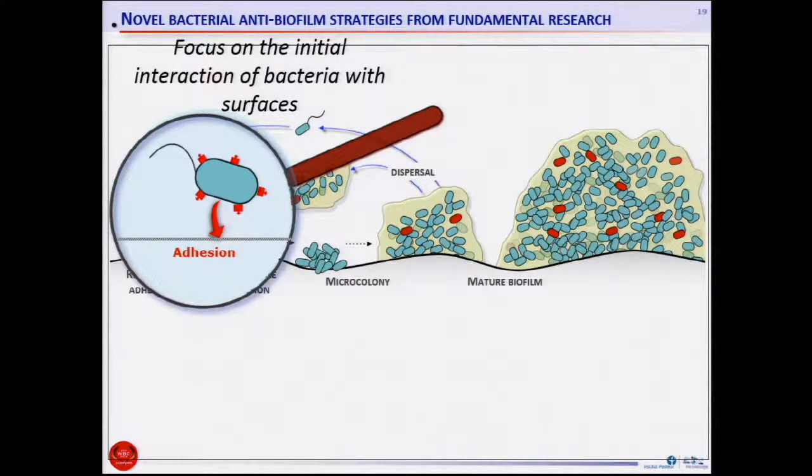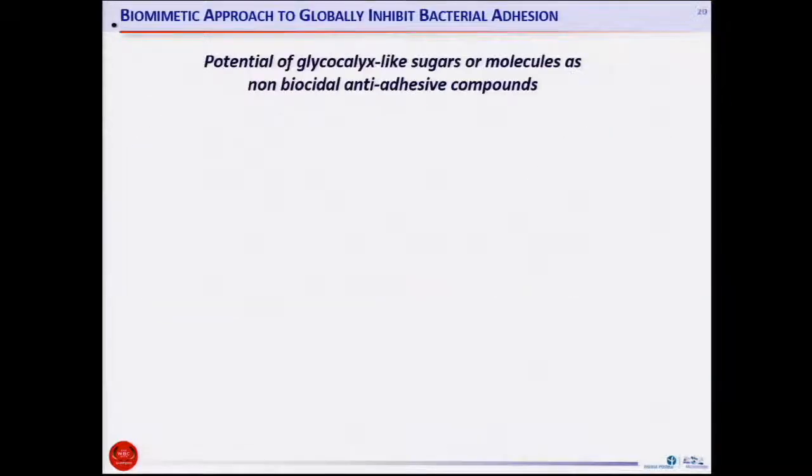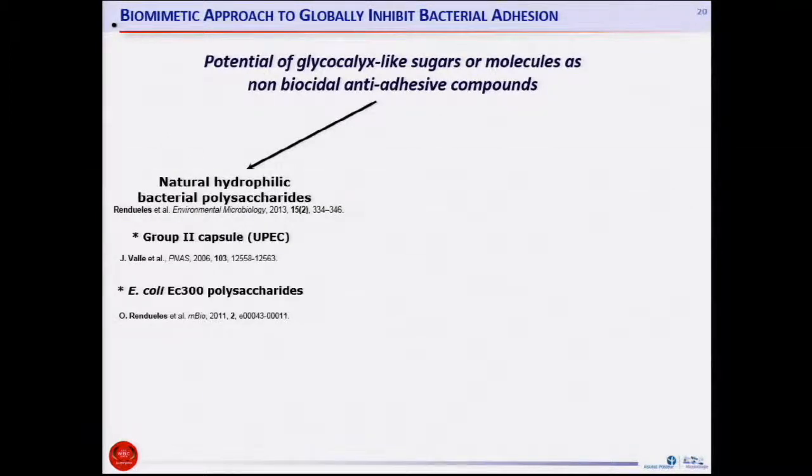And the first one is linked to the first step of adhesion. And this is true for an adhesion to a medical surface, but also to any mucosa. So what we've been doing in our lab, for example, is to use a biomimetic approach to globally inhibit bacterial adhesion, and notably use glycocalyx-like sugar or molecule that are non-biocidal anti-adhesive compounds, and this is a very important aspect of it. So we've been showing, for example, that natural hydrophilic polysaccharides could be used as anti-adhesive molecules that can be grafted to medical surfaces and then avoid bacteria to attach.